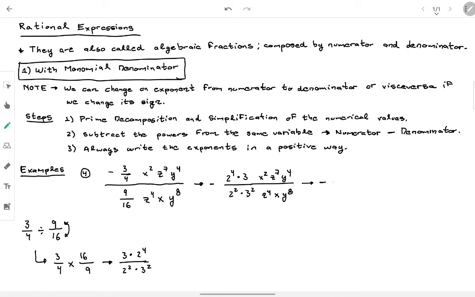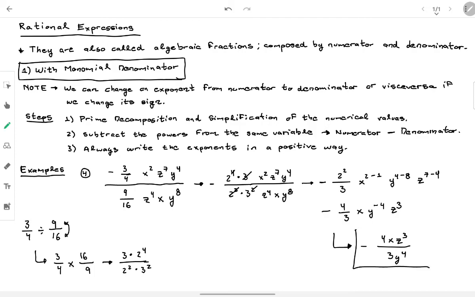The numbers 2 to the 4 and 2 squared are going to be 2 squared on the numerator part. The 3 and the 3 squared are going to be only 3 on the denominator. For x, it's going to be 2 minus 1. For y, it's going to be 4 minus 8. For c, it's going to be 7 minus 4. So it's going to be 2 squared, it's 4 thirds, x to the 1, y to the minus 4, and c to the 3. Remember, we cannot have negative powers in our final answer, so the final answer is going to be, on the superior part, 4x c cubed, and on the inferior part, 3y to the 4. And this is going to be our final answer.